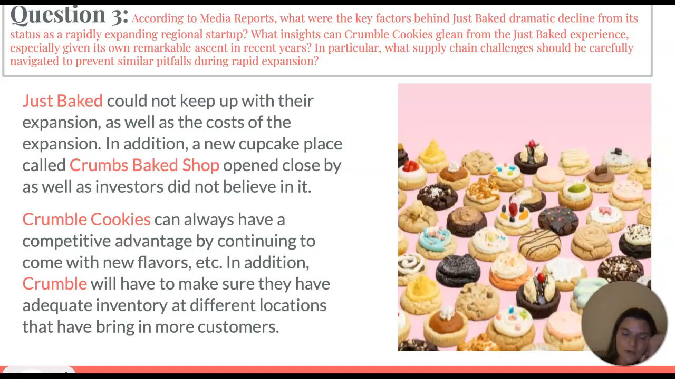And also, Crumble Cookie will have to make sure they have adequate inventory at different locations that bring in more customers. For example, if you have them at airports or a really popular city, obviously you're going to need more inventory. So I would be curious to see if they use the continuous method as well. But that is all I have for today.